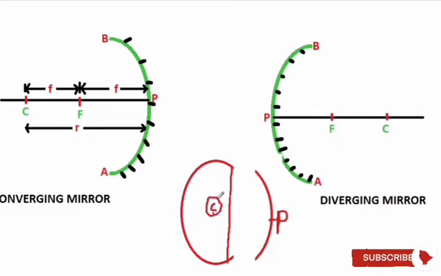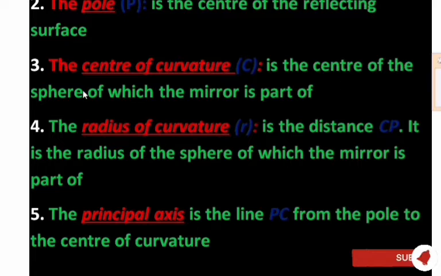See, the center of curvature is actually the center of the sphere, while the pole is the midpoint on the circumference of the mirror. Let us look at the radius of curvature R. The radius of curvature is the distance CP. It is the radius of the sphere of which the mirror is part.